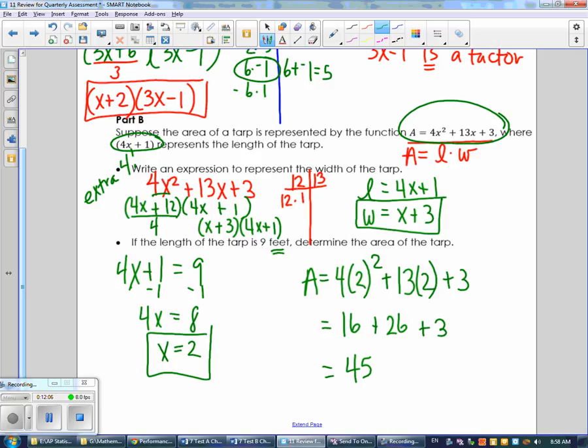And since I'm dealing with feet, I need to make sure that I'm using appropriate units for area. And since area is 2-dimensional, I want to make sure that I call that feet squared. Okay, and that takes care of the next part on factoring.